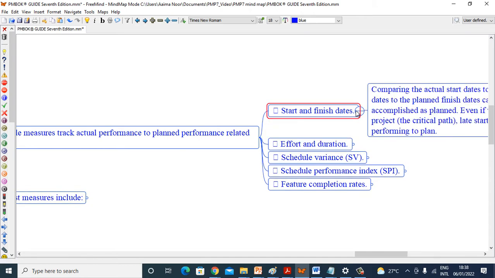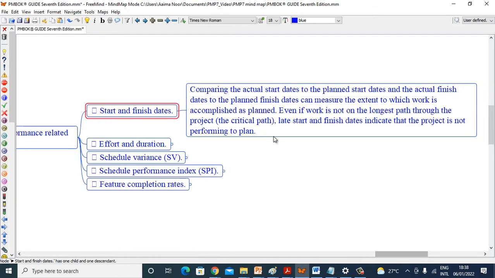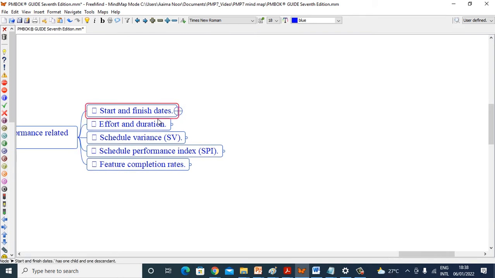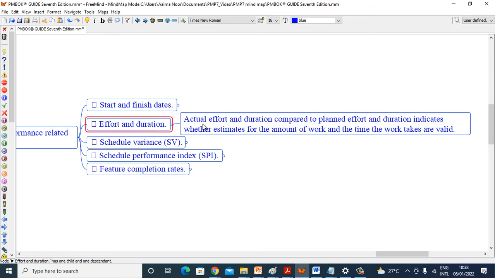Start and finish dates. Comparing the actual start dates to the planned start dates and the actual finish dates to the planned finish dates can measure the extent to which work is accomplished as planned. Even if the work is not on the longest path through the project, the critical path, late start and finish dates indicate the project is not performing to plan. Effort and durations. Actual effort and duration compared to planned effort and duration indicates whether estimates for the amount of work and the time the work takes are valid.